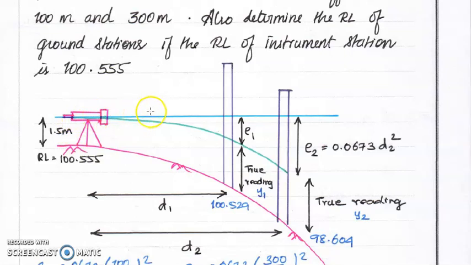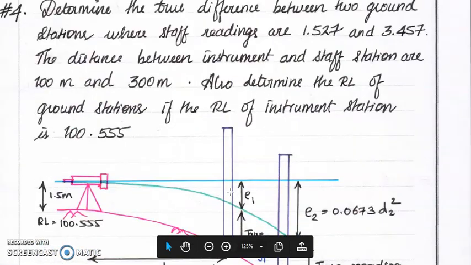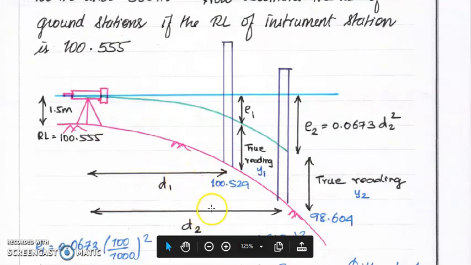This is your line of sight, and actually this is the true reading. But due to curvature effect, we are getting a reading here. So they are asking what is the distance between instrument and the staff station. They are asking this d1 and d2.